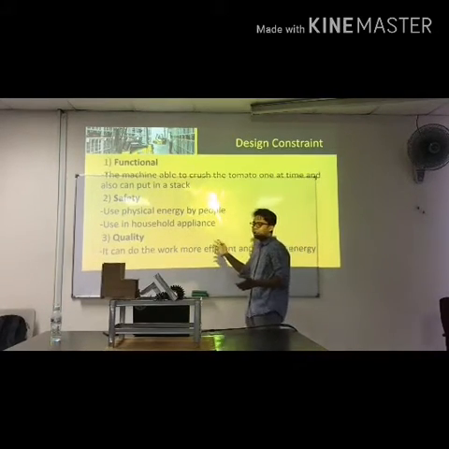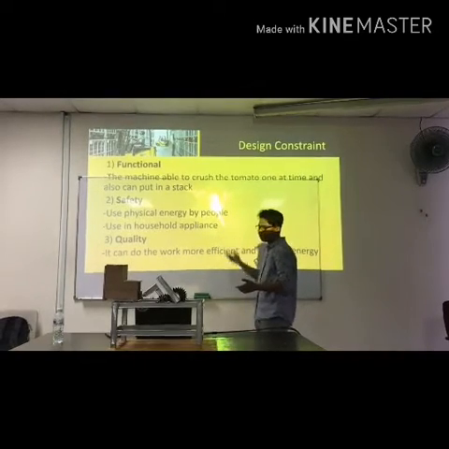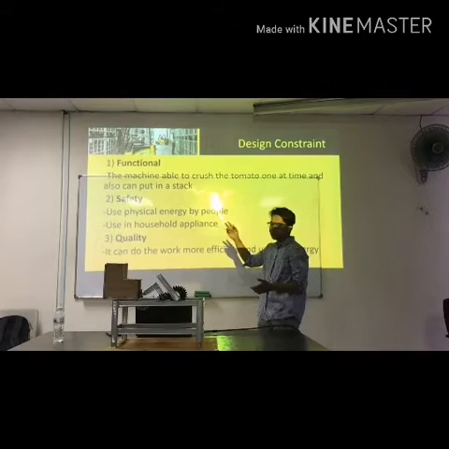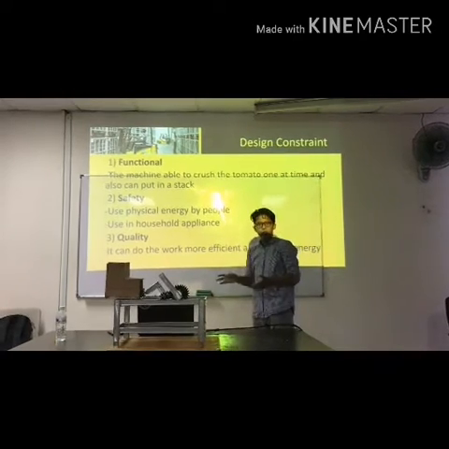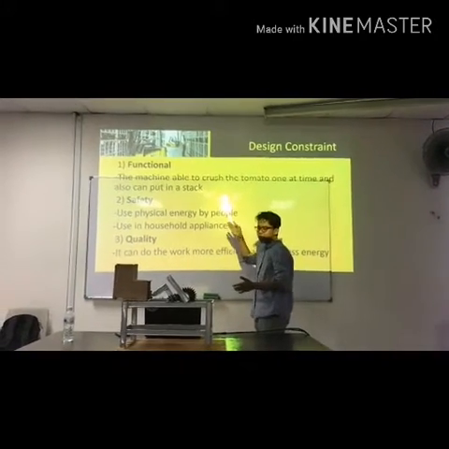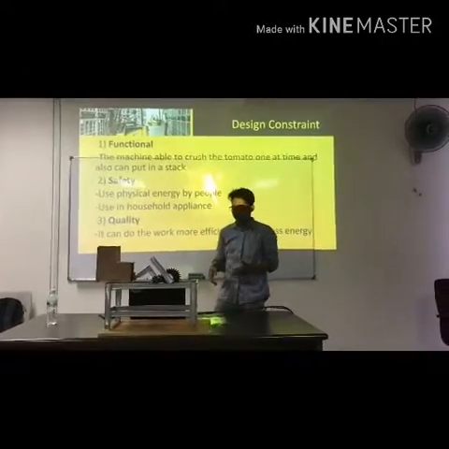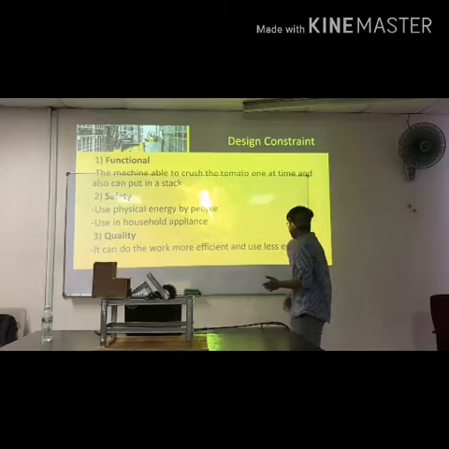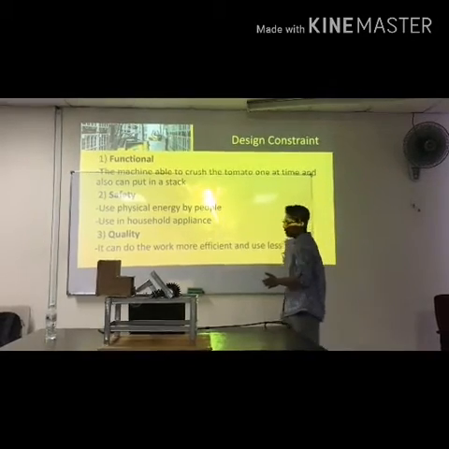Next, I will talk about the design constraints. Firstly, functional, where the machine is able to crush the tomato one at a time and also can be put in a stack. Then about safety, where we use physical energy by humans, and it is suitable for household applications. Next is about quality. It can do the work more efficiently and use less energy.